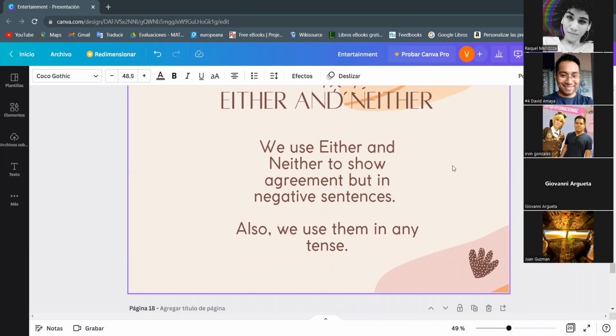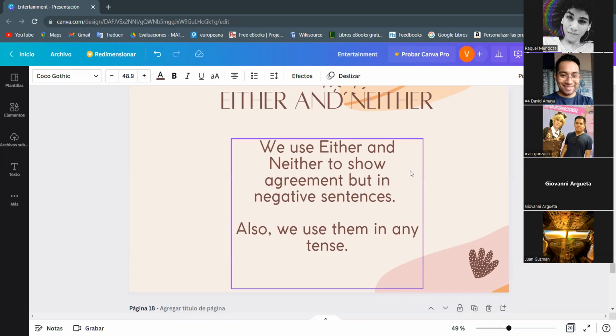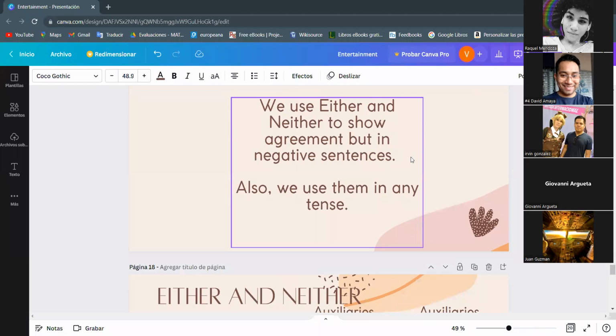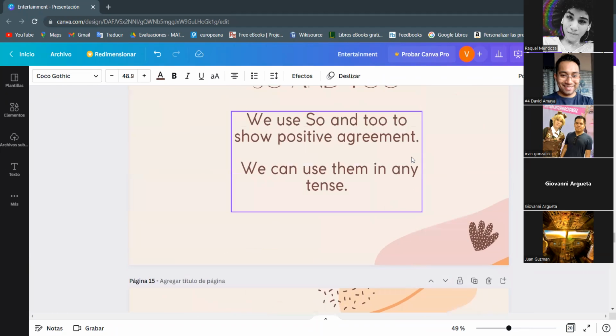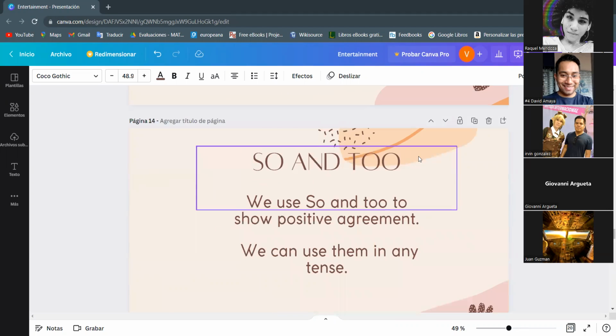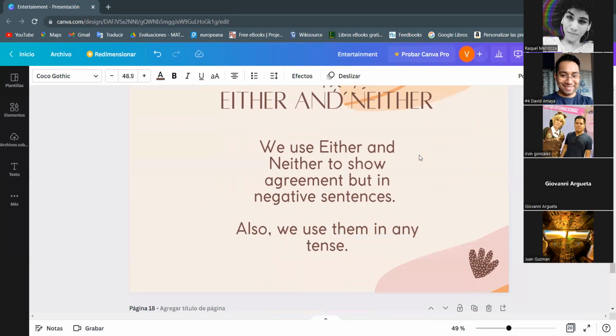We use either and neither to show agreement in negative sentences. Great, thank you, good pronunciation. All right, so yes, basically, so and too are positive agreement. Either and neither are negative agreement.